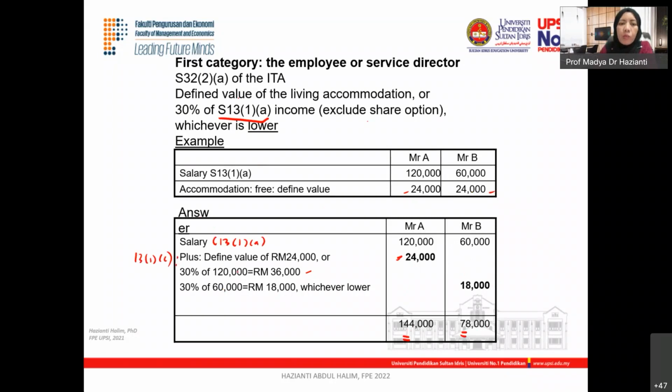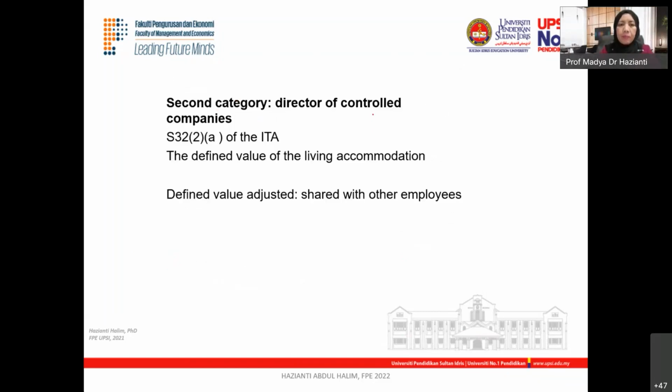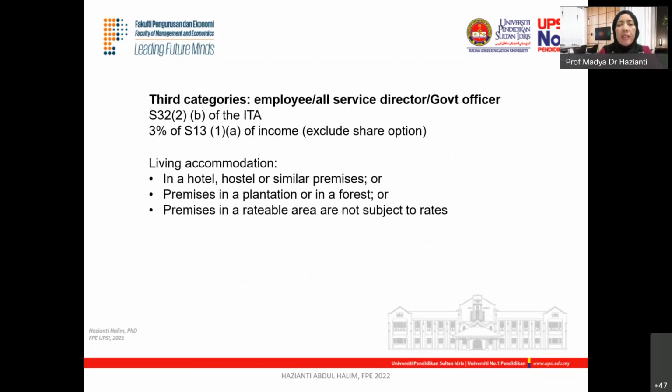13(1)(c). Untuk rumah ni calculation untuk rumah dia. Ini A. Your calculation nanti for employment income akan ikut section A, B, C, D, E. Second category, for if that person is a director, kita ambil je defined value of the living accommodation. Kita hanya adjust kalau dia share dengan orang lain je. And the third category is employee or service director or government officer. Kita akan gunakan 3% of section 13(1)(a).